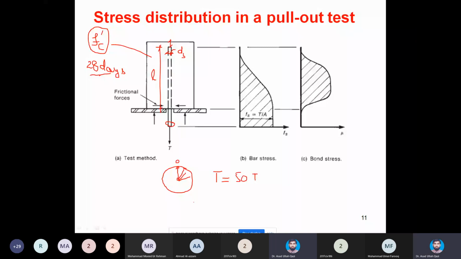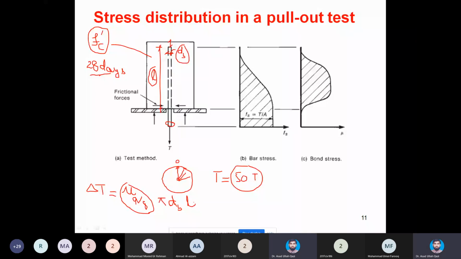But at the moment, we have the idea that the load at which the machine shows there is no more load increment and your machine stopped, indicating load. Now you record this T, take it as delta T. And you have learned from the previous slides that against this force, what is the resistance offered? Mu average into contact area, which is pi d_b into length. You know the length, you know the diameter.